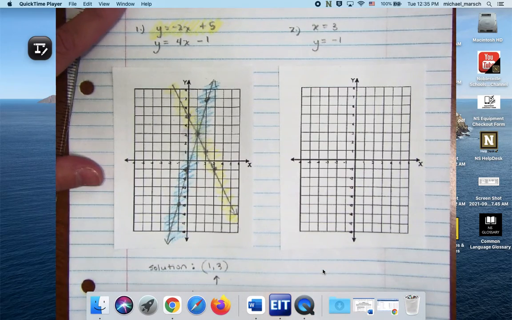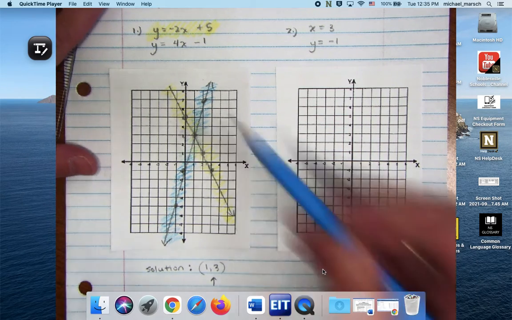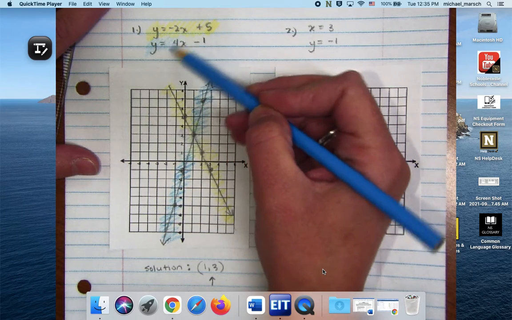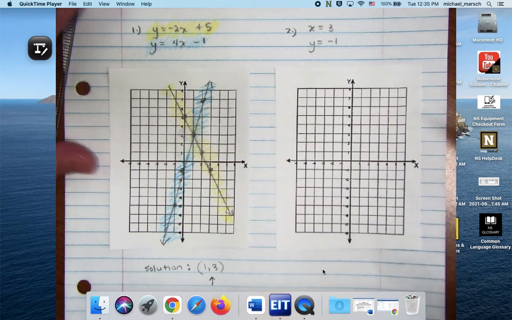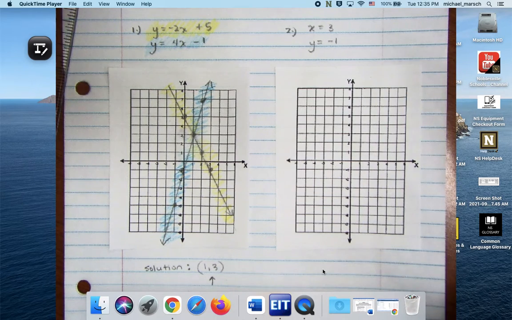So what that also tells me is if I put 1 in for x and 3 in for y, both of these equations will work. 4 times 1 minus 1 is 3. Negative 2 times 1 plus 5 is 3. Ta-da! Thanks, Grace. Thank you. Appreciate it.